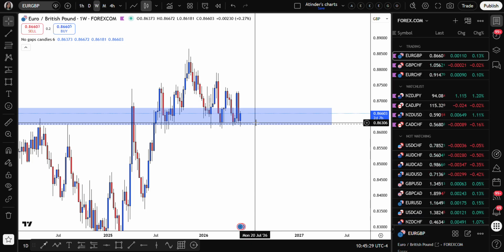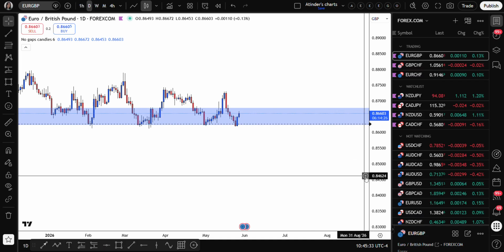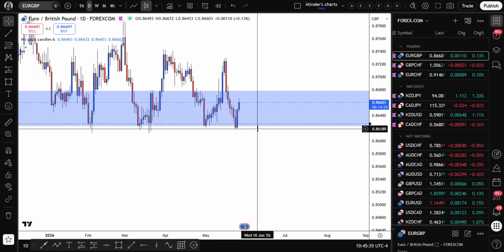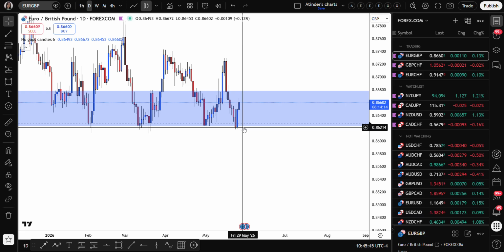That's all. It did not break out. That's why it was worth then going on dailies, finding entries. Even though the dailies went a little bit lower, it didn't really matter because the weekly shows a bigger picture. It shows you that it's holding support here. So as it goes lower, I took entries in the 20s and then it flew up.